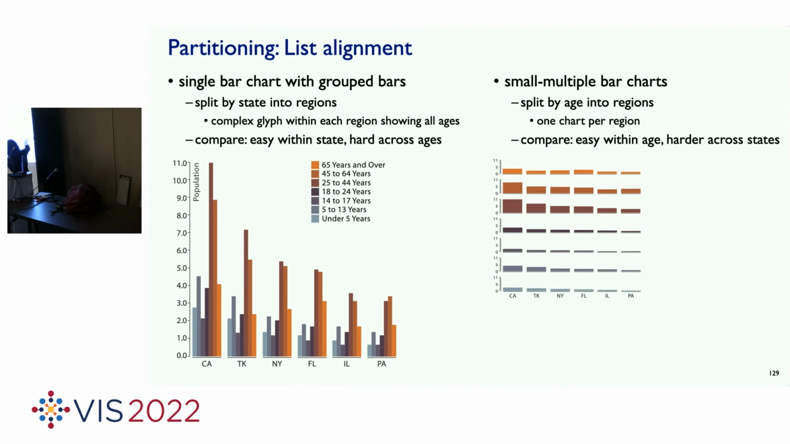If you have small multiple bar charts, and this is the same data set, then it's quite easy to compare for each of these age ranges, but then it gets harder to make those judgments about whether there is roughly the same pattern between the states. So the order of partitioning really affects what kinds of judgments are easy to make versus more challenging to make. Usually they're not impossible to make, but easy versus harder is what we're thinking about.